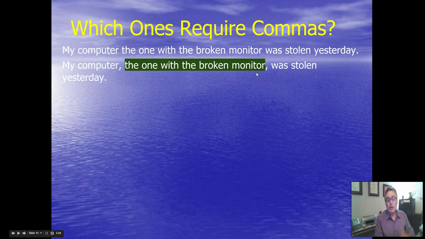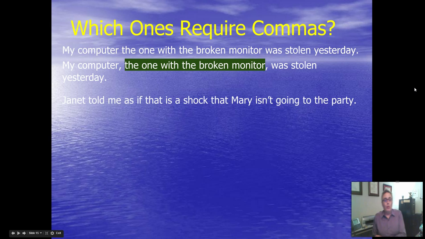So maybe somebody broke into my house, and you're really wanting to highlight the fact that these dumb robbers, when they broke in the house, took the one with the broken monitor. But the main part of the sentence is my computer was stolen. I am simply giving people additional information about which computer was stolen. Janet told me, as if that's a shock, that Mary isn't going to the party.